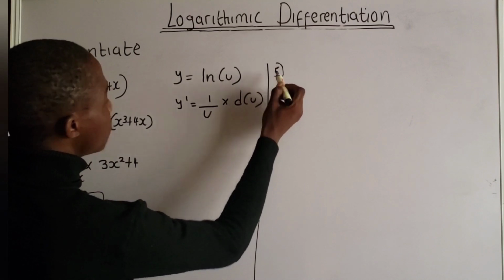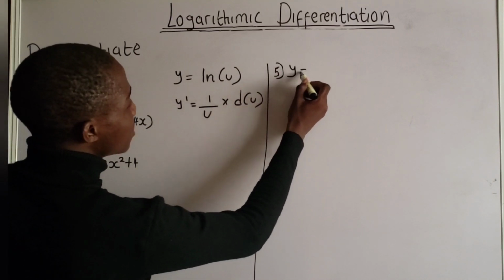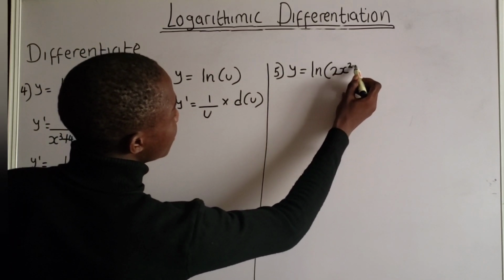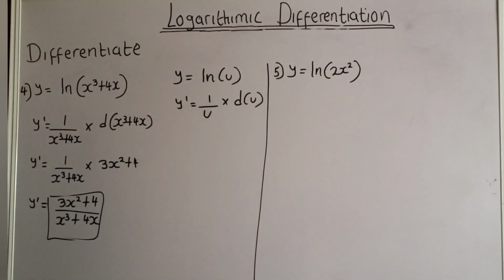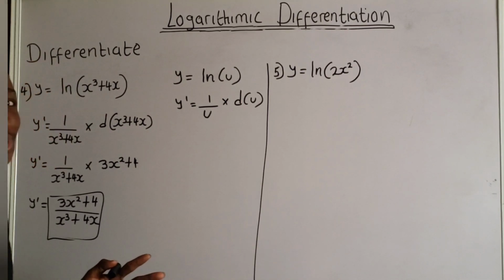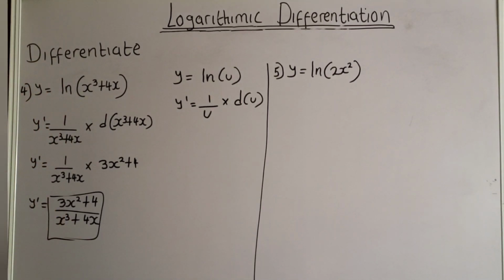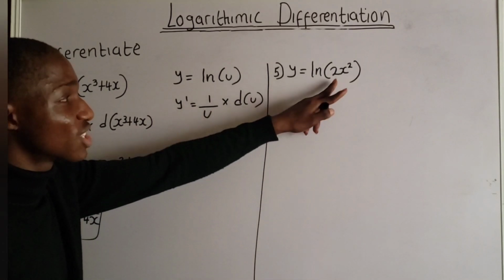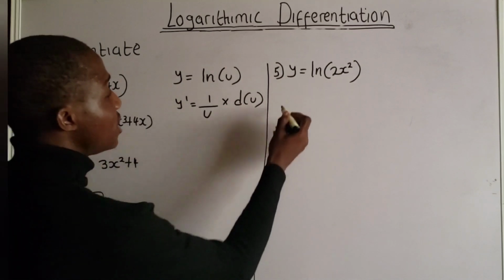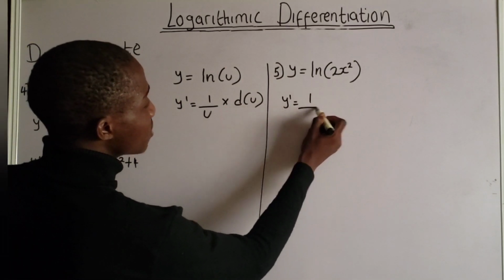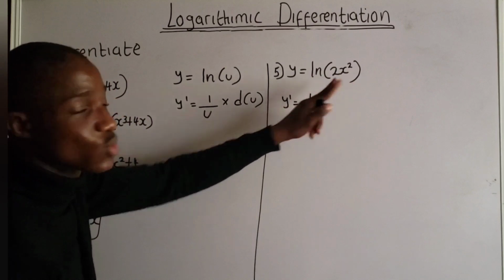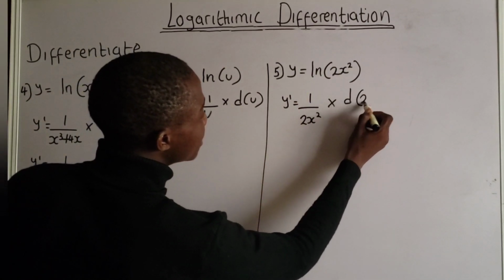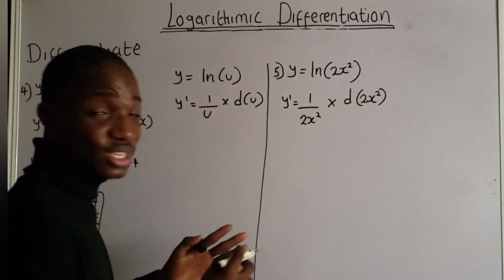The fifth work example, we have find the derivative of y equals natural log of 2x squared. Okay, now we are still going to use the same approach. We are going to take the inverse of the function inside the bracket. The function inside the bracket is 2x squared. So the derivative of y equals the inverse of the function inside the bracket, that is 1 over 2x squared, multiplied by the derivative of the function inside the bracket, which is also 2x squared. Please, are you getting it?